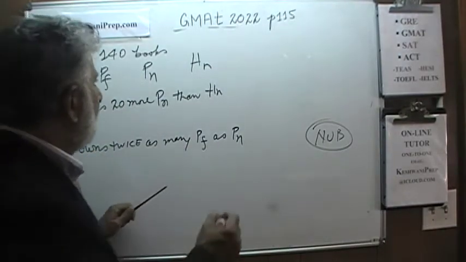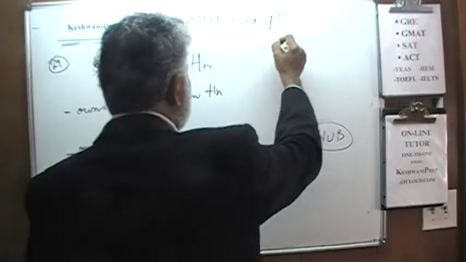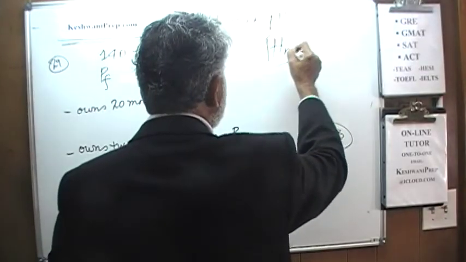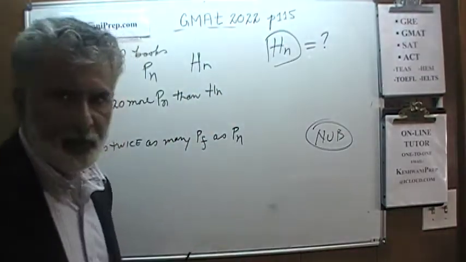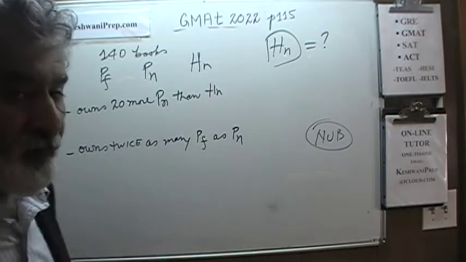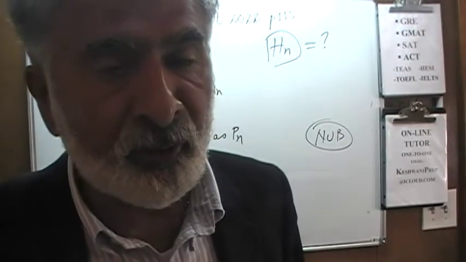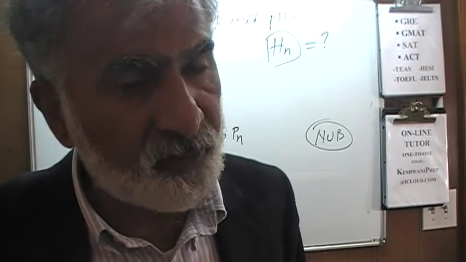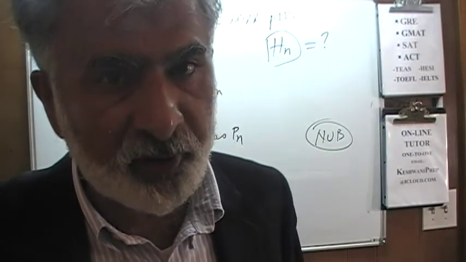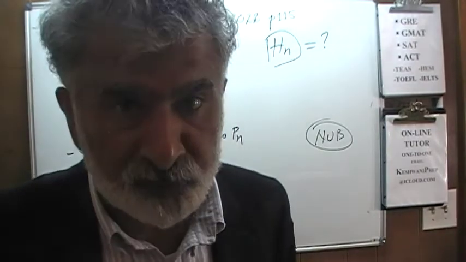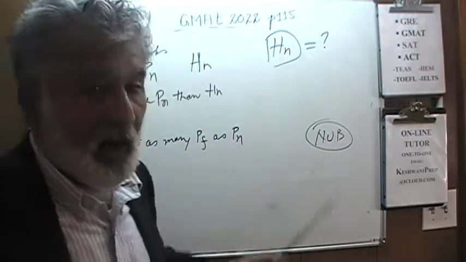The question simply is this quantity. How many hardcover non-fiction does he have? That's what we're interested in. That's the unknown we're looking for. It's a very straightforward deal, because we have three very simple equations and three unknowns, three independent equations, three unknowns. Of course, we can find out any one of these three values. We're simply looking for hardcover non-fiction.